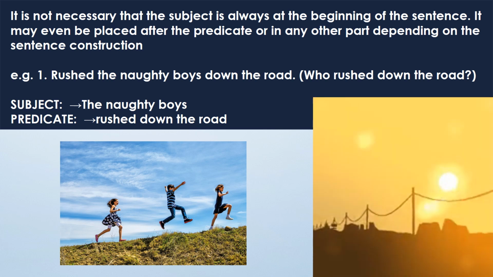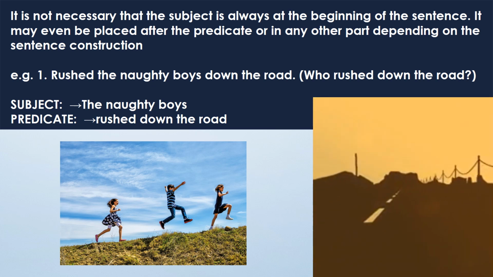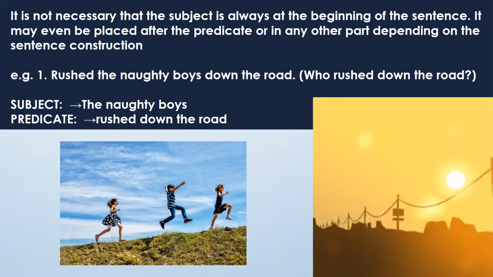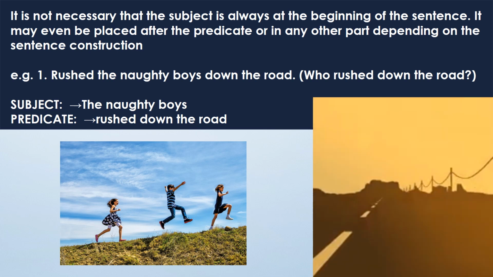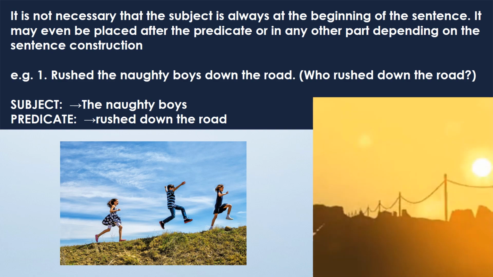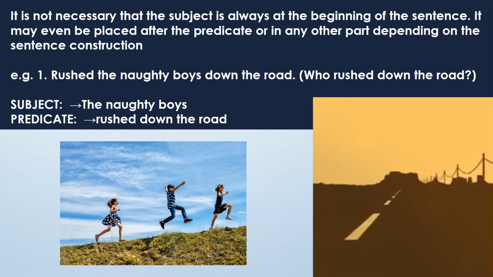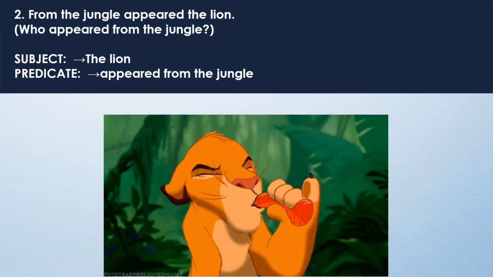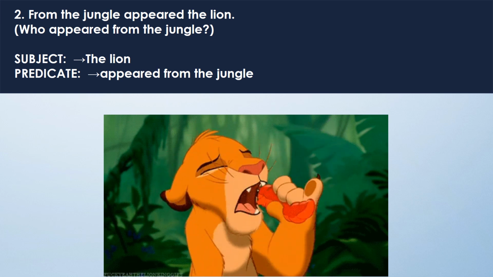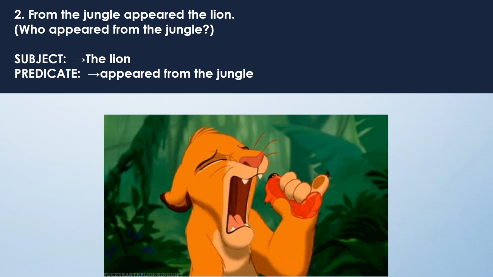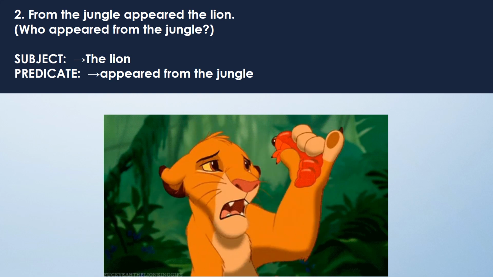Example number 1. Rushed the naughty boys down the road. Who rushed down the road? The naughty boys. So, the subject is the naughty boys and the predicate is rushed down the road. Here, rushed is a verb. Number 2. From the jungle appeared the lion. Who appeared from the jungle? And the answer is the lion. So, the lion is a subject and appeared from the jungle is a predicate.